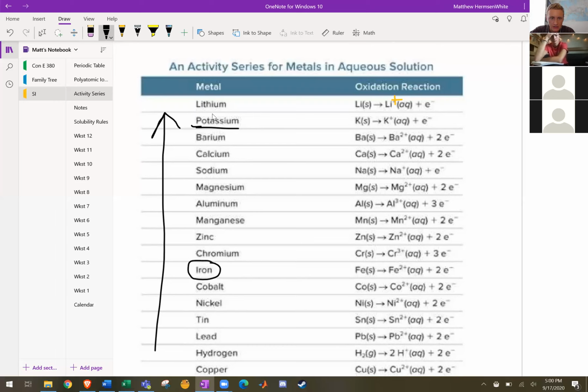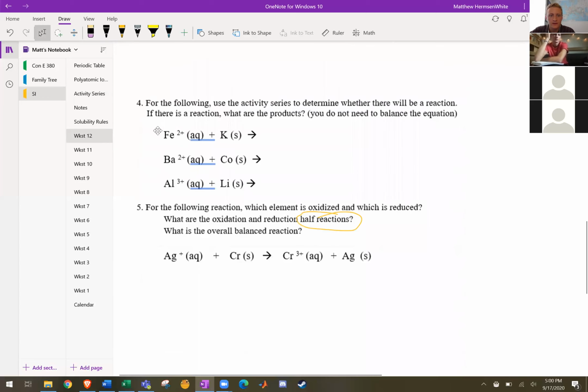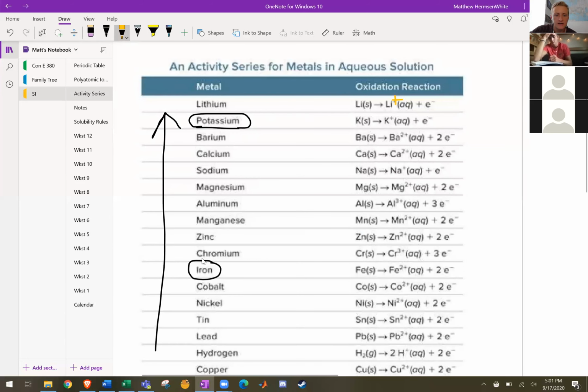So let me circle the 2 that we're interested in for our problem. We have iron 2 plus and potassium solid that are being put together. The question is, will a reaction happen? And this is what we use the activity series for. So how we do this, we take the one that is solid. This one is solid, and this one is aqueous. So take the solid and go to the activity series. We have iron right here and potassium.